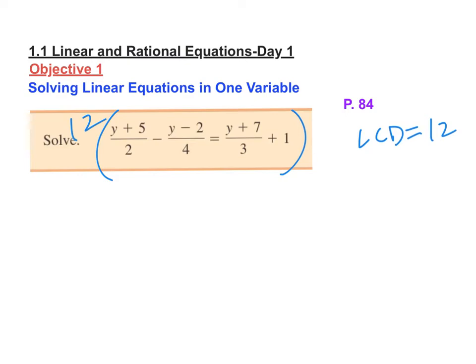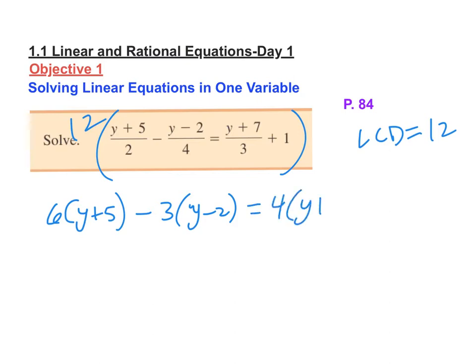So on this first one, the 12 cancels with the 2, which leaves me with a 6, and that has to be multiplied by that y plus 5. The 12 cancels with the 4, leaves me with the 3. Notice the minus stays there. Then I have y minus 2. And then the 12 cancels with the 3, so there's a 4. And don't forget to multiply that 12 by 1. You still have to do that as well. So you have to multiply each term by that common denominator, and that should clear our fractions, which it did. Go ahead and finish this problem now.